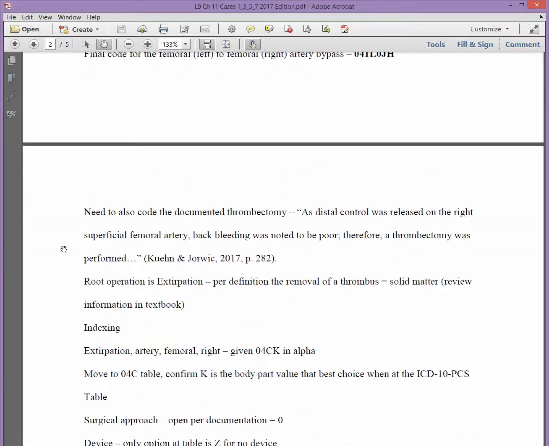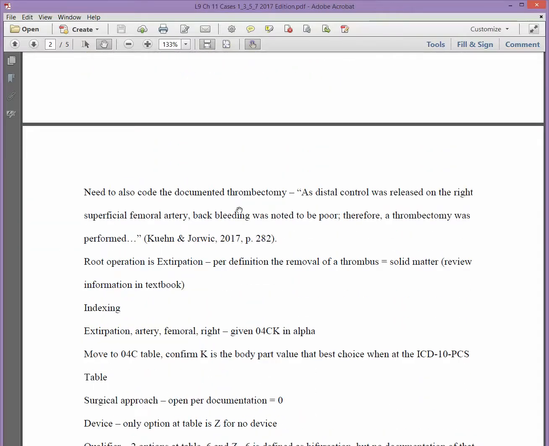But we're not done. You also need to code what is documented as a thrombolectomy. It states in the clinical documentation, as distal control was released on the right superficial femoral artery, back bleeding was noted to be poor, therefore a thrombolectomy was performed. Per our textbook and what we've learned in a previous chapter, a thrombus is considered solid matter. So the removal of a thrombus equates to the root operation of extirpation.